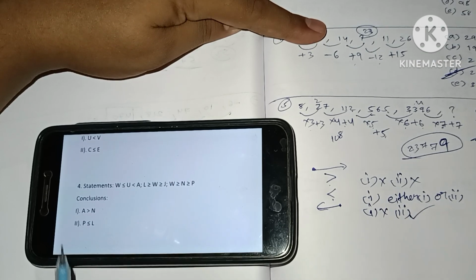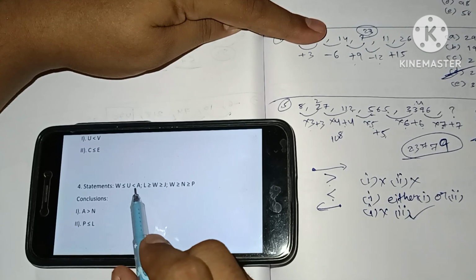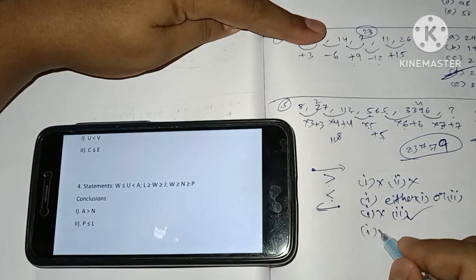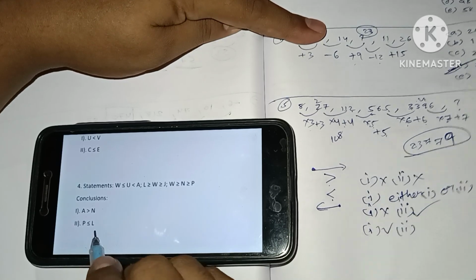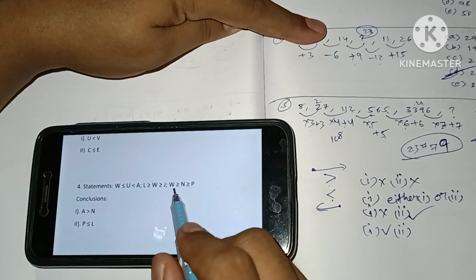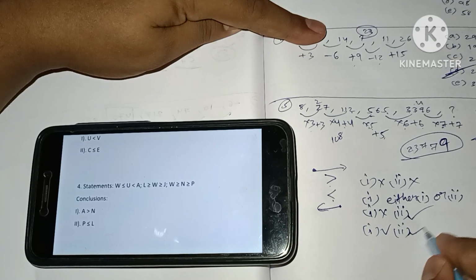Fourth one, the flow from A to N. From A we can reach to U and W, W to N, so first one is true. Second one, L to P with everywhere equals to. From L we can reach to W and to P with equal to, true.